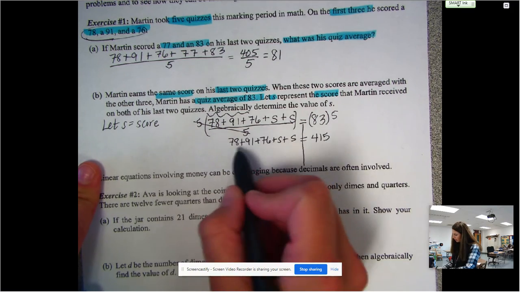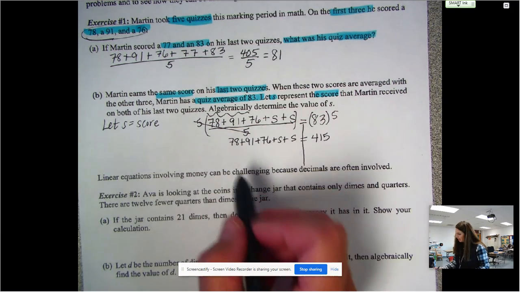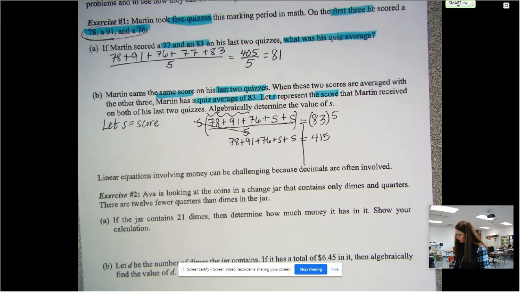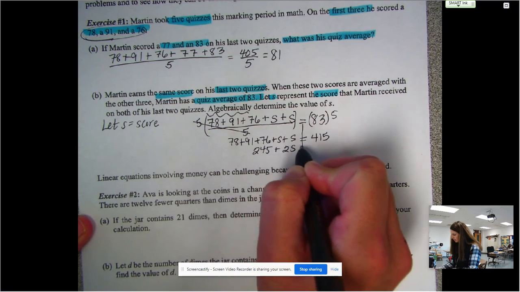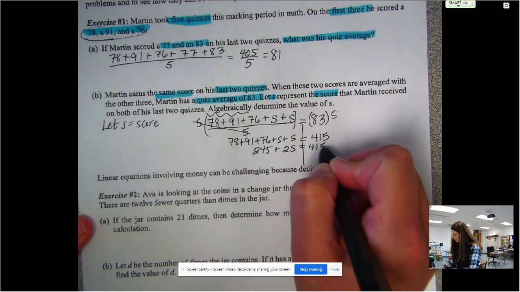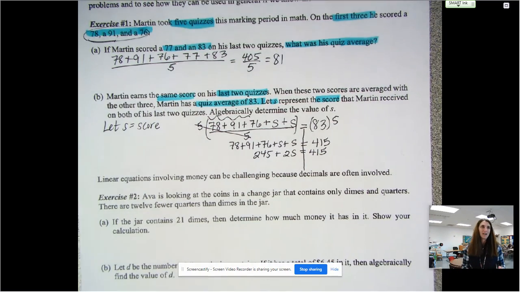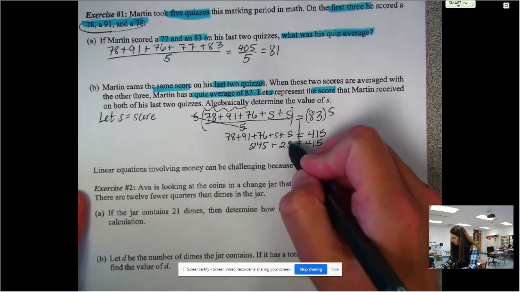Now we should combine our like terms. So let's find out what 78 plus 91 plus 76 is. We've got 245 plus 2S equals 415. I have to be careful with my S's because sometimes that S variable starts to look a little like a 5 for me.